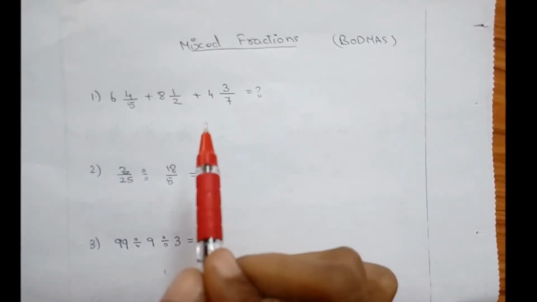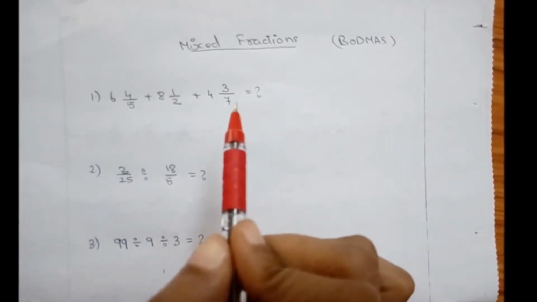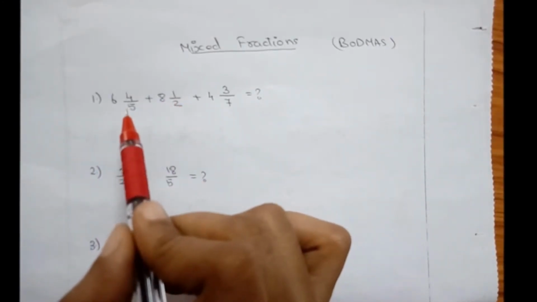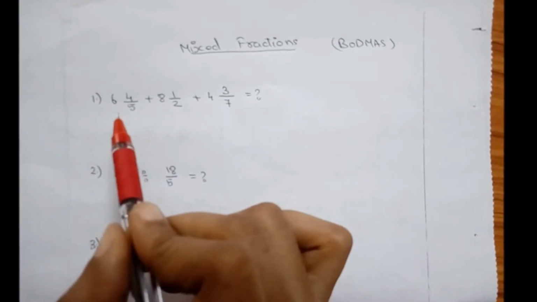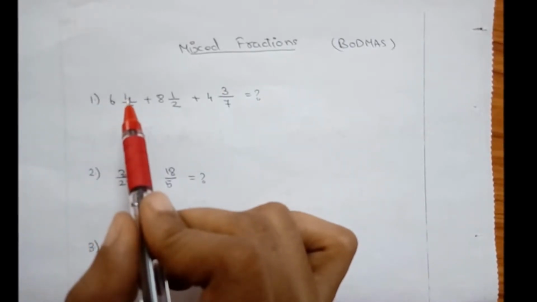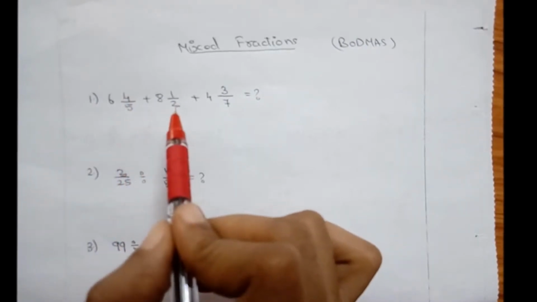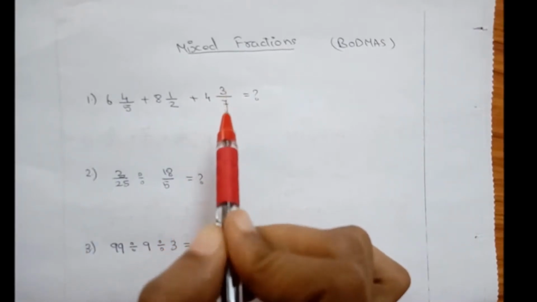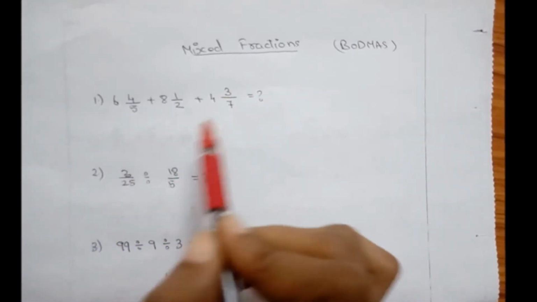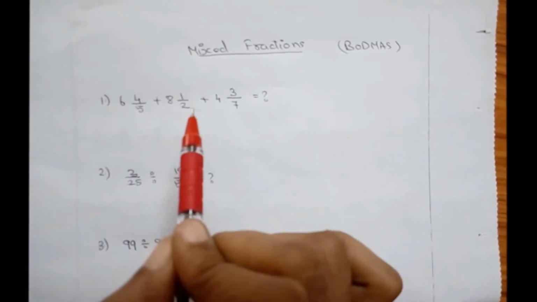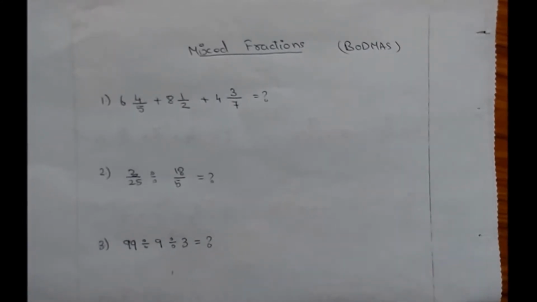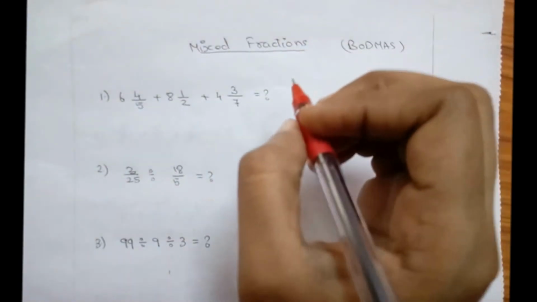I will give you a very easy tip so that you don't have to multiply and add like this. See, if I have to do it with the normal method, I will multiply 5 into 6, 30, and plus 4 I will get 34 by 5, and 17 by 2, and 31 by 7, and I will do the normal fraction addition to get the answer. So I'll give you a shortcut method so that it will be easy for you to get a fraction answer. So let's start.